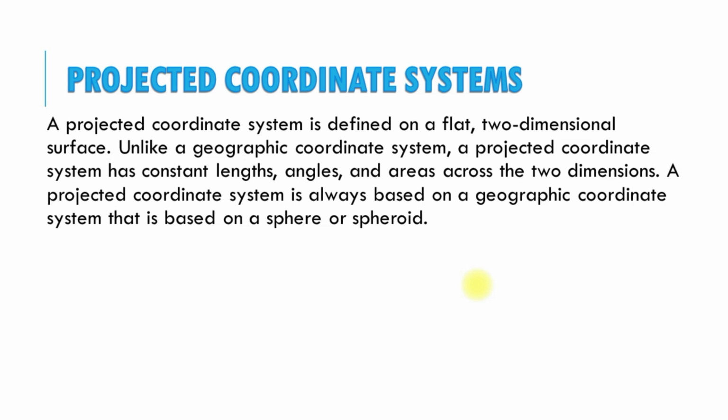Projected coordinate systems. A projected coordinate system is defined on a flat two-dimensional surface. Unlike a geographic coordinate system, a projected coordinate system has constant lengths, angles, and areas across the two dimensions. A projected coordinate system is always based on a geographic coordinate system that is based on a sphere or spheroid. So we should understand that the actual coordinates are geographic only, while projected coordinates are derived from the geographic, but they always contain some distortions.